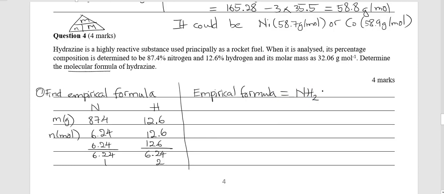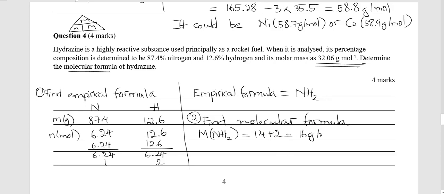So that's step 1. Step 2 is I need to use the molar mass of the molecule and compare it with the molar mass of the empirical formula to get to the molecular formula. So I need to find the molecular formula. And you need to work out the molar mass of the empirical formula. Let's pray that it will give me a ratio. 14 plus 2 is 16 grams per mole.